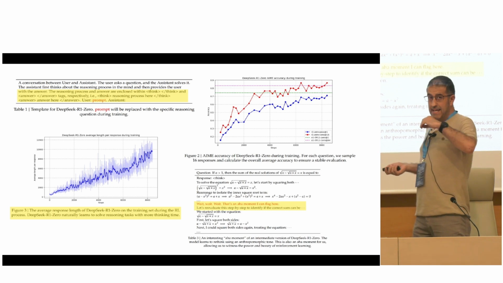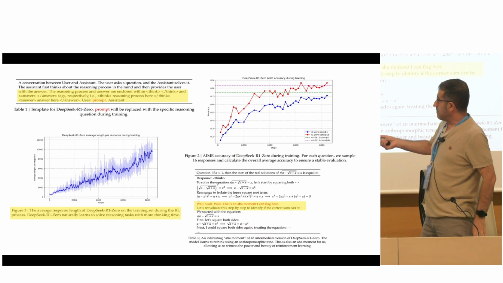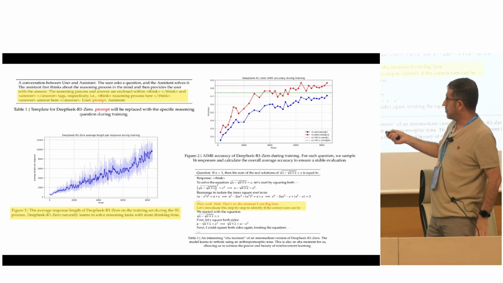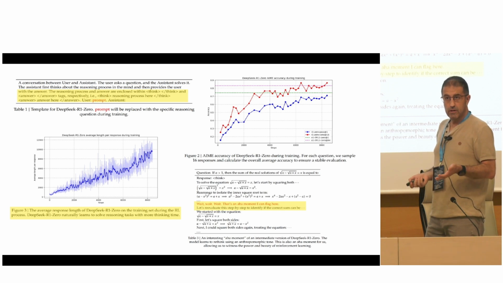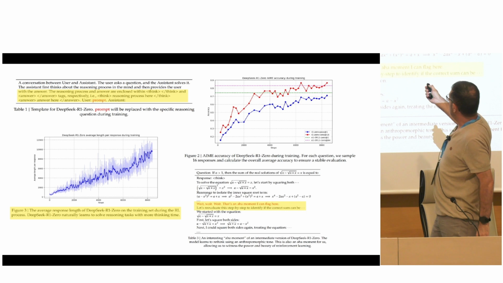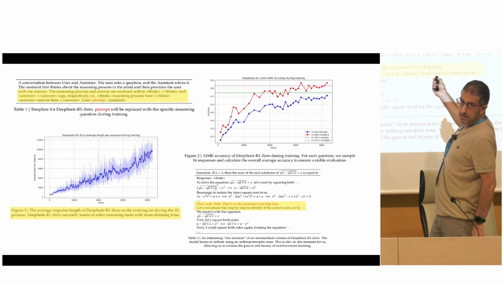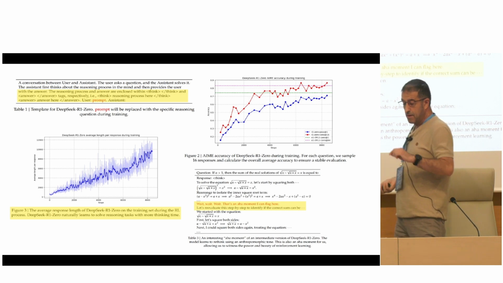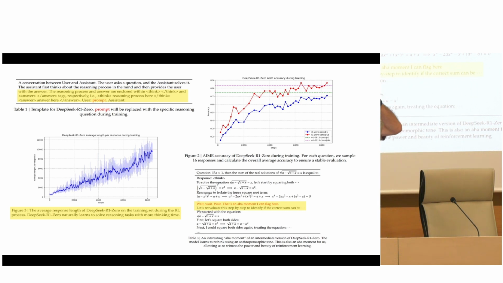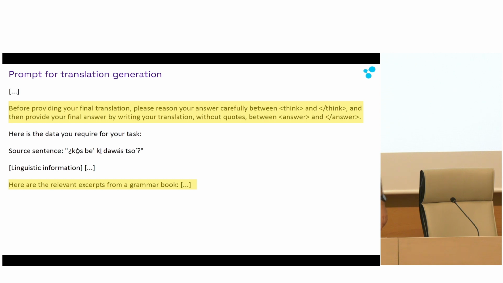So the idea is that just by doing that, it can be shown that when training proceeds, the length of the reasoning becomes longer and longer. And at the same time, the performance on some math and coding problems improves. So the idea is that the model is learning to reason by itself by using reinforcement learning.